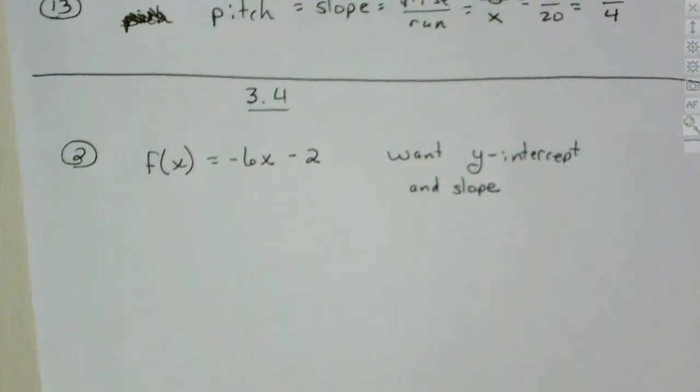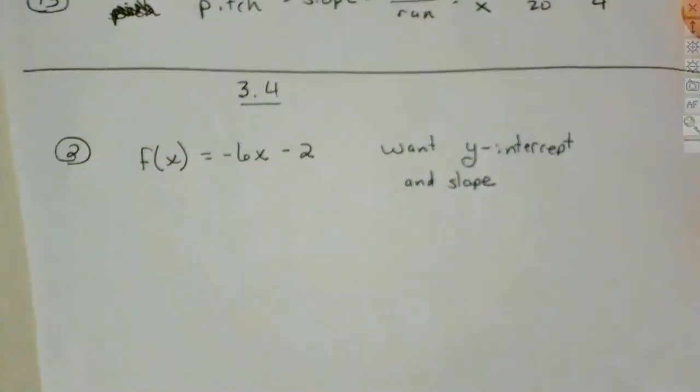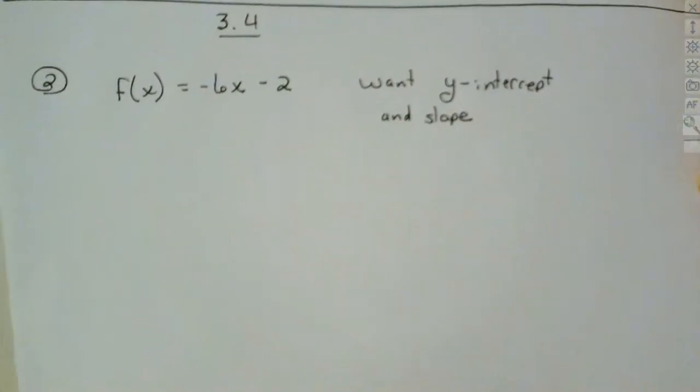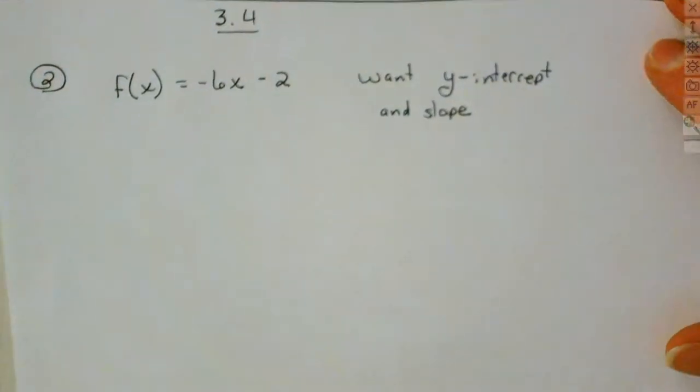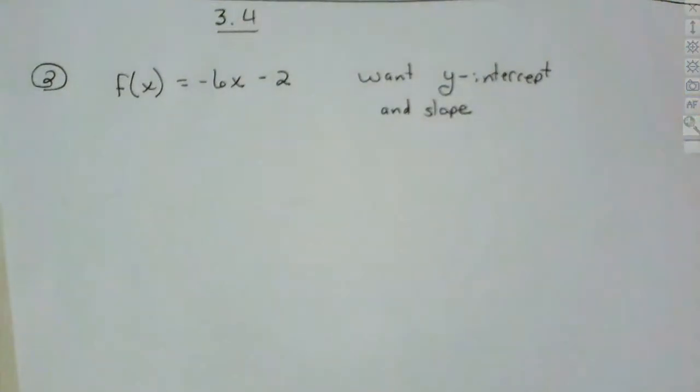Now, f of x is the same as y. They can be used interchangeably. And you'll see this a lot. A lot of times you'll see f of x being used instead of y. It just depends upon the situation. And sometimes it might be better to use an f of x because it's cleaner than a y. If you're plugging values in, you use an f of x. If you're graphing, a lot of times you use a y.